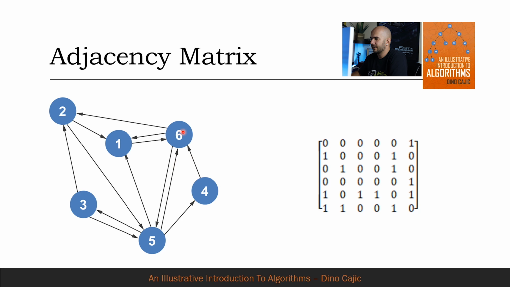Finally, we examine vertex 6. Vertex 6 has 3 outbound edges. Entries 6,1, 6,2, and 6,5 are updated in the adjacency matrix. This completes the creation of the adjacency matrix.